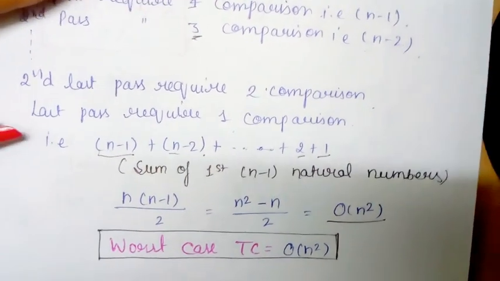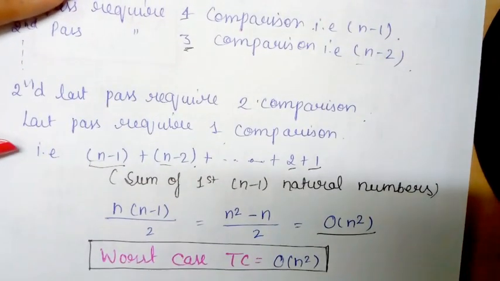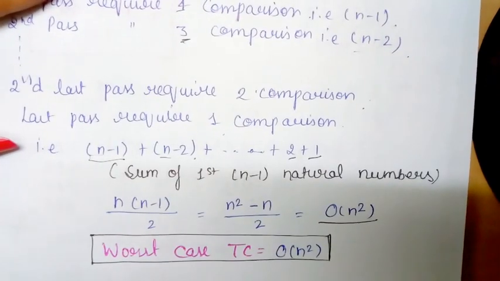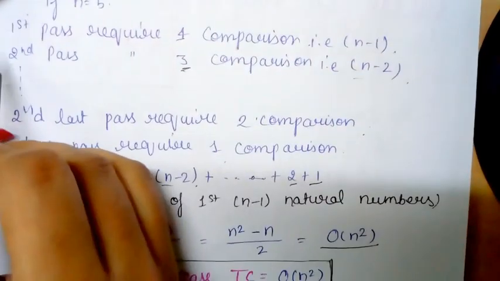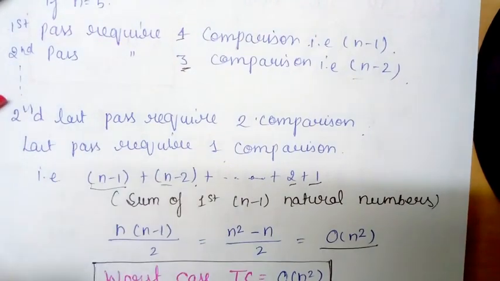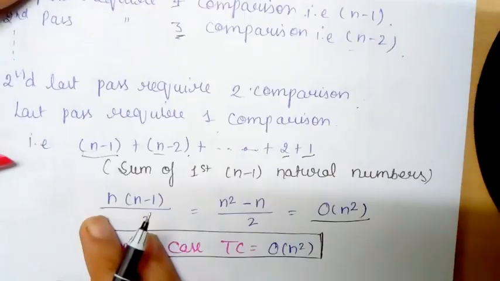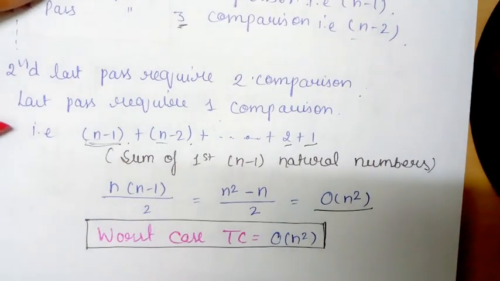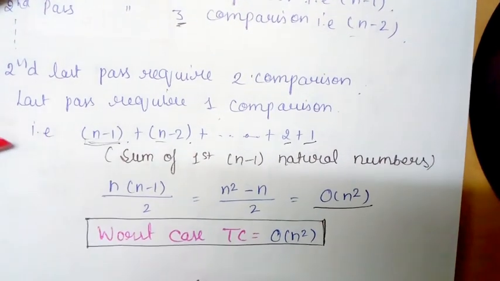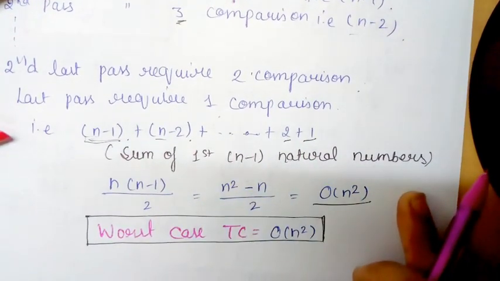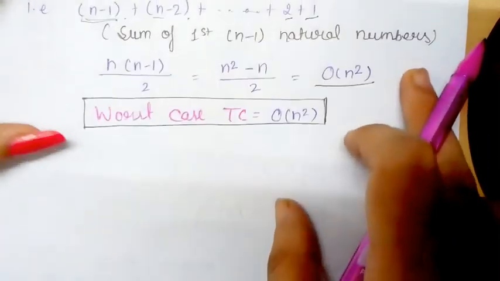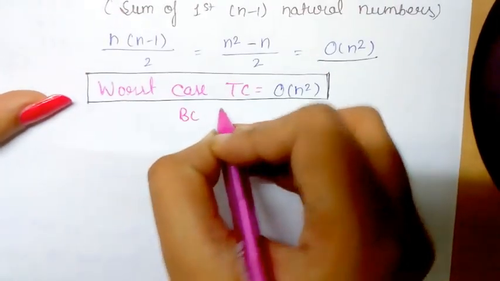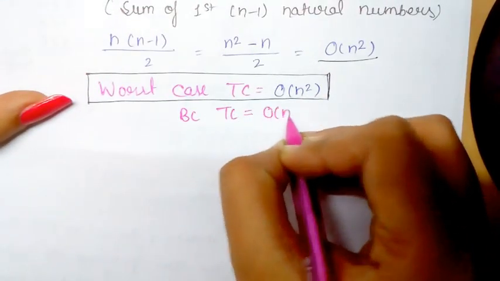So in the best case we execute only 1 pass, and after 1 pass we get to know that the array is sorted, so we don't require any other passes. The first pass requires n minus 1 comparisons, so the best case time complexity is big O of n. And in the worst case we require all the passes, so we add all the passes, and the worst case time complexity is big O of n square, while the best case time complexity is big O of n for bubble sort.